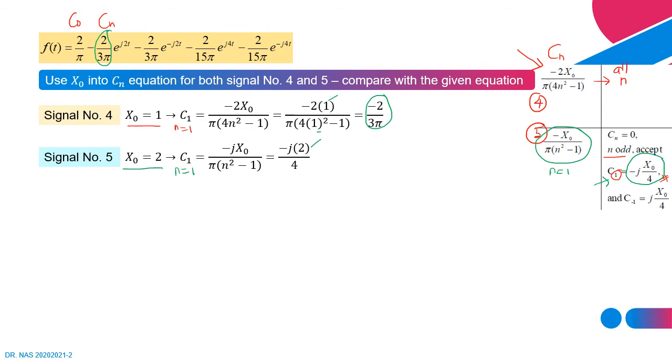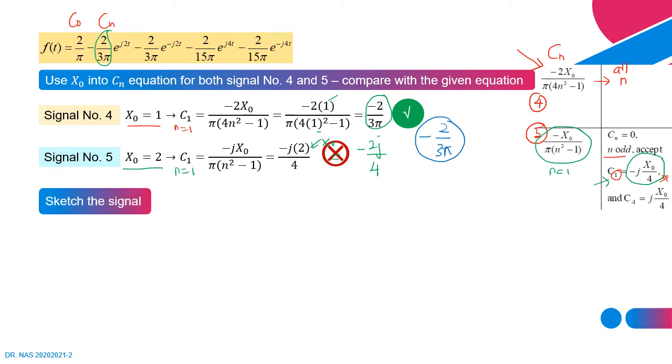J, this is your x0, divided by 4. So it's basically equal to negative 2j divided by 4. But if you compare with the given equation, it is negative 2 divided by 3 pi. So this is the given equation. So obviously, from the comparison, signal number 4 is the best one that suits the given equation.